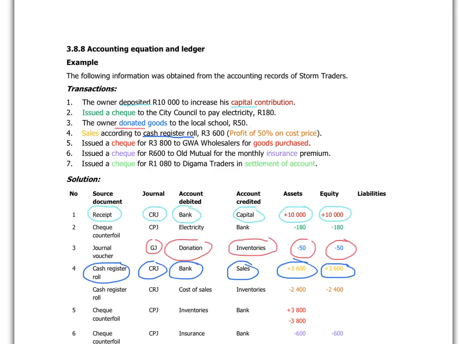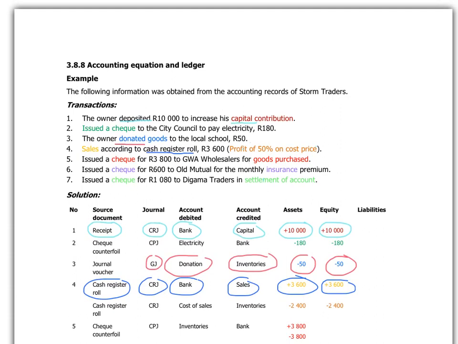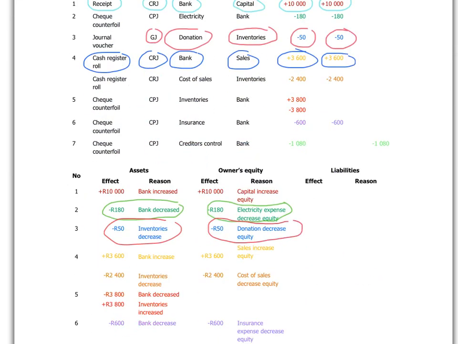When we sell these goods on credit, we have to determine what is the cost price of the goods. Now remember that the sales price is 3,600. We make a profit of 50% on cost price. It is important to determine whether the profit is made on sales price or the profit is made on cost price. Because the profit is on cost price, it means that cost price equals 100%.